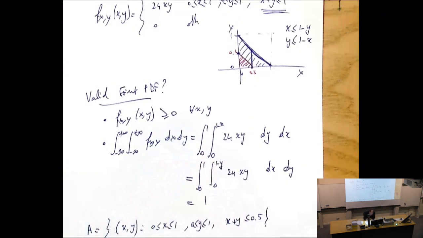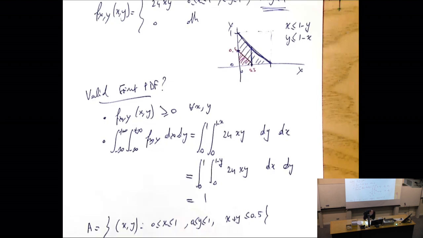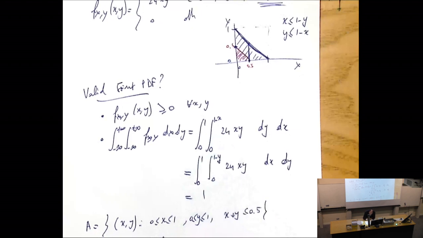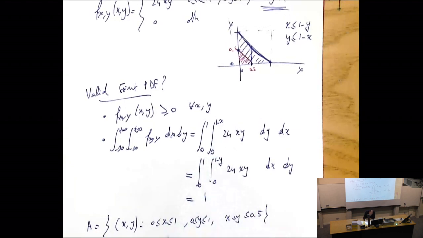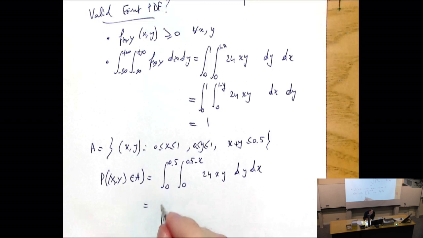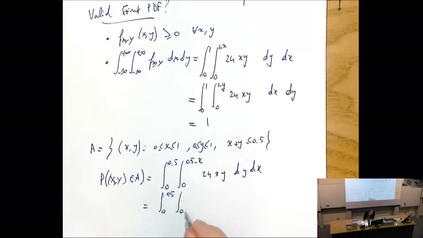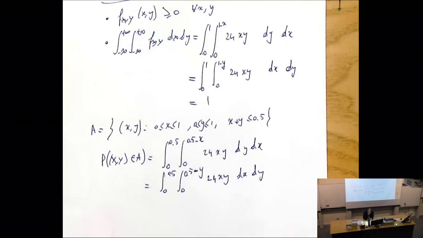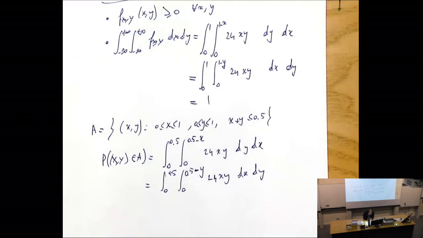So the probability of having xy within A, what will it be? It will be the integral, and I can reuse what we have here, but rather than 1, the integral between 0 and 0.5, and 0 and 0.5 minus x, of 24xy dy dx. Right? Or if you want to integrate with respect to the other random variable first, it is 0.5 minus y, 24xy dx dy. Okay?